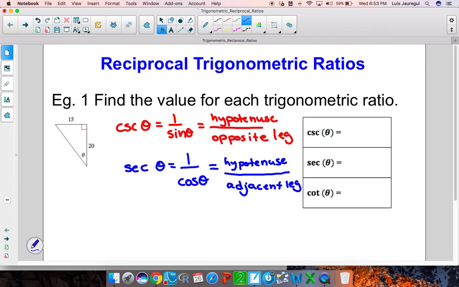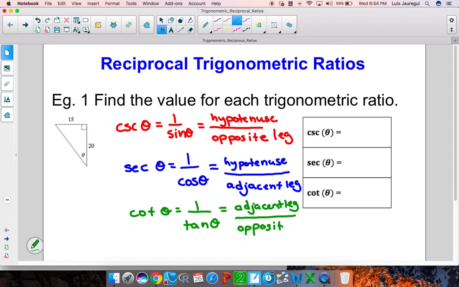And lastly, we have cotangent. Cotangent is really the reciprocal of tangent. So we have 1 divided by tangent of theta. Okay? And tangent was defined as the opposite leg divided by your adjacent leg. So cotangent is your adjacent leg divided by your opposite leg. Okay, so those are the basic definitions for your reciprocal trigonometric ratios.